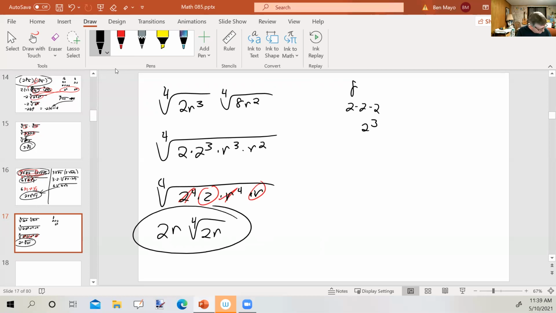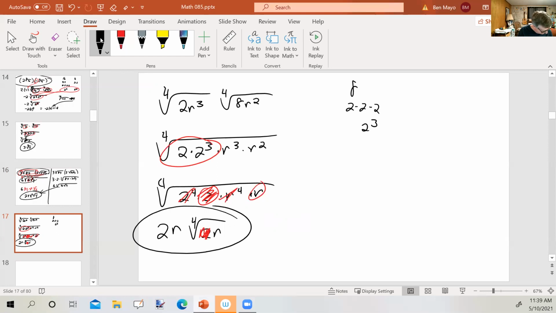Oh, wait a second. I messed up. How did I mess up? Well, let's look right here. That should have just been 2 to the 4th power. So that 2 shouldn't be there. Yep, sorry about that. Miscalculated. I need to slow down.